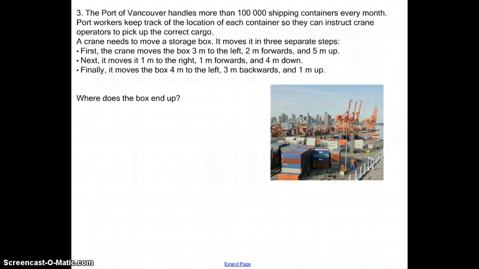Last one. The Port of Vancouver handles more than 100,000 shipping containers every month. A crane moves the storage box. It moves it in 3 separate steps. In the first step, it moves 3 meters left, 2 meters forward, and 5 meters up. The second step moves 1 meter right, 1 meter forwards, and 4 meters down. And the last step is 4 meters left, 3 meters backwards, and 1 meter up.